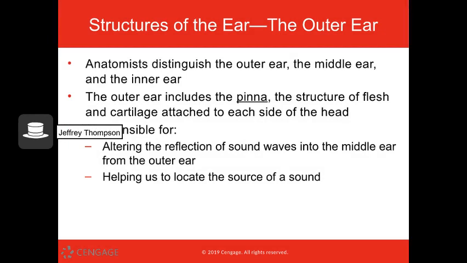Obviously we can't talk about sound without talking about the ear. We have an outer, middle, and inner ear. When we think about our ears, we're usually thinking about the pinna, which is the flesh and cartilage attached to each side of our head. The purpose of the pinna is that it alters the reflection of the sound waves and focuses it into the middle ear from the outer ear, and it also helps us locate the source of a sound.